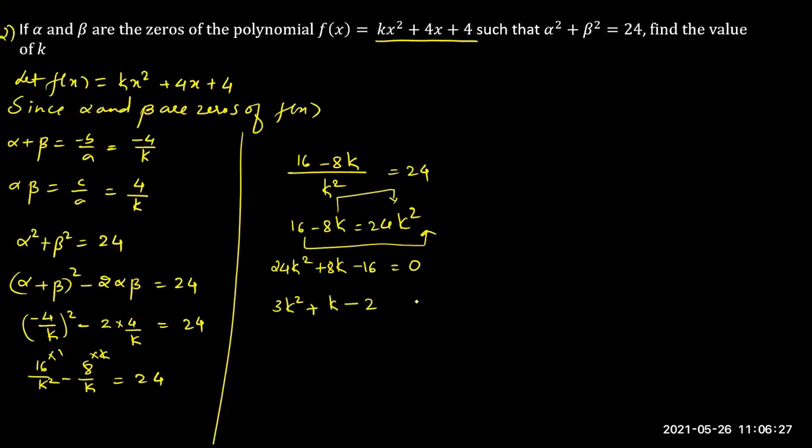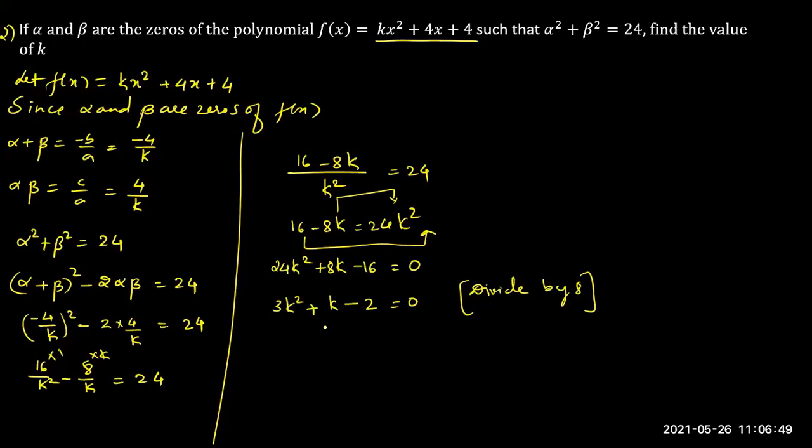Yes, the answer is 2 by 3, and one more value, minus 1. Yes, correct. Each term we need to divide by 8. Then we'll get 3k square plus k minus 2 equal to 0.